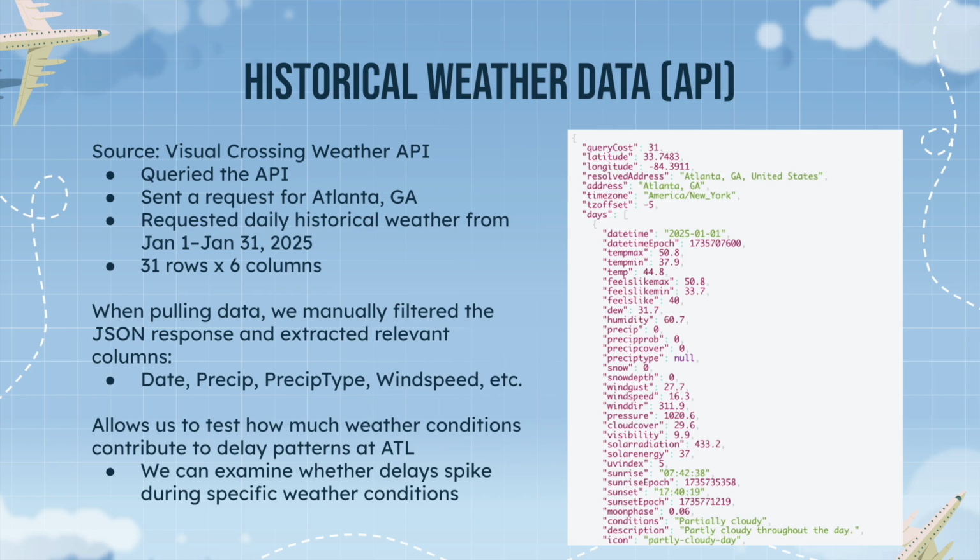We used the Visual Crossing API to get daily historical weather for Atlanta in January 2025. From the JSON response, we extracted date, precipitation, precipitation type, snow, wind speed, and conditions. Null precipitation values were converted to empty lists for consistency. Finally, we converted the clean data into a CSV file, allowing us to analyze how different weather conditions contributed to delays.